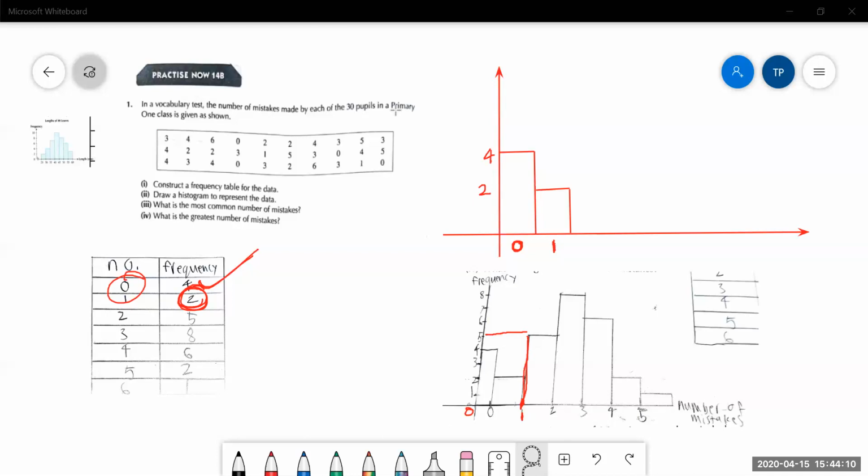Done? I need to replot the thing because I actually got some of the numbers wrong. Which ones are wrong? The 6 is actually 2, and the 5 is 3. Erase those. Just the last two. Quick, erase already. You erase everything.